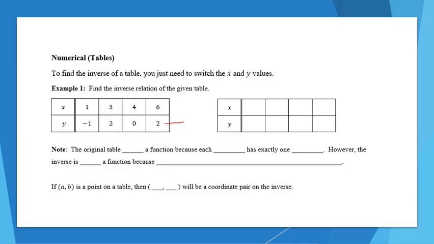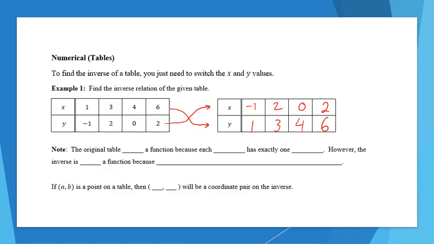Here we're going to move all our y's into our x's and then move all of our x's into our y's. So here, moving our y's, we have -1, 2, 0, and 2. And then for our x's, moving them to the y's for the inverse, this should be 1, 3, 4, and 6. So that's our inverse table there.